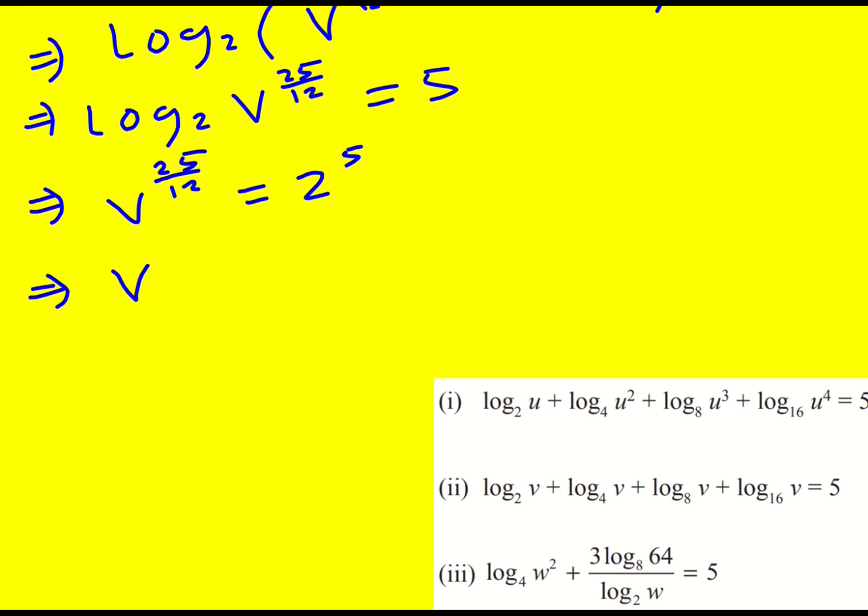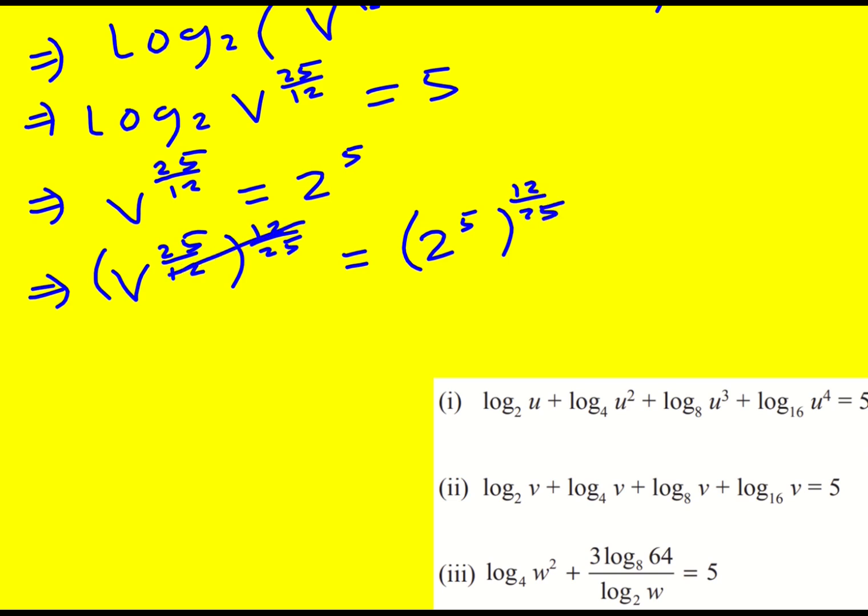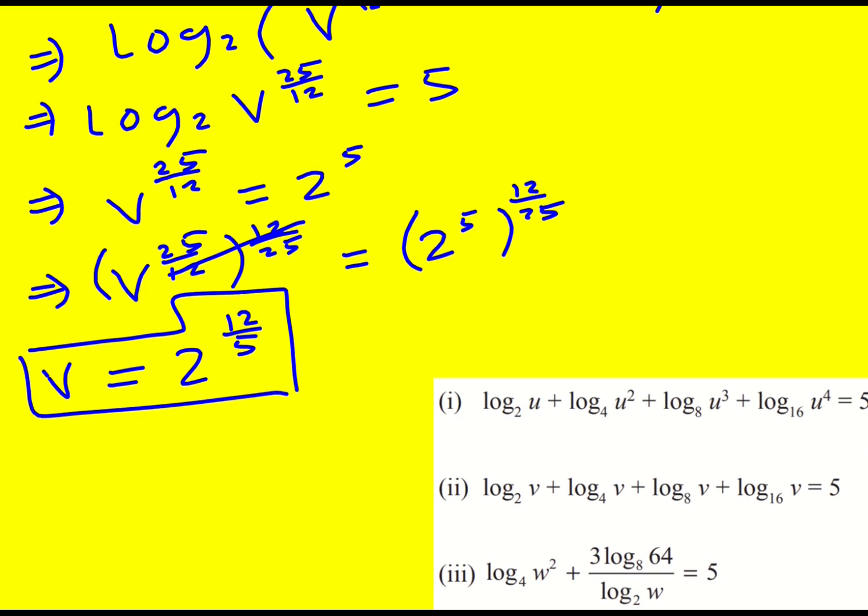And what we can do is we can raise both sides, actually, I'm going to write this line in, we can raise both sides to the power of 12 over 25. Because these are inverse operations, essentially they cancel. And then we times by 5, and we can cancel that out. So we're going to be left with 2 to the 12 over 5. This just leaves us with the third question.